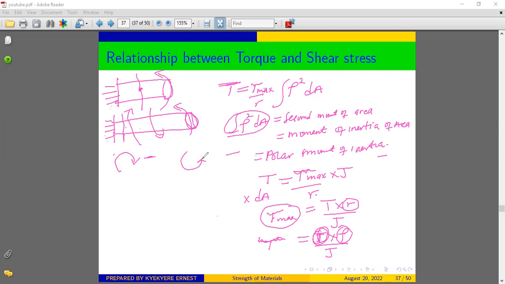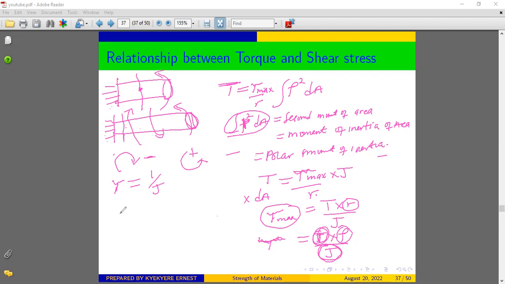We can also see that the shear stress is related to the J, which is the polar moment of area or polar moment of inertia. And the polar moment of inertia is related to distance or the radius. And the radius is also a function of the diameter. So it means that we can see that the shear stress is inversely proportional to J.